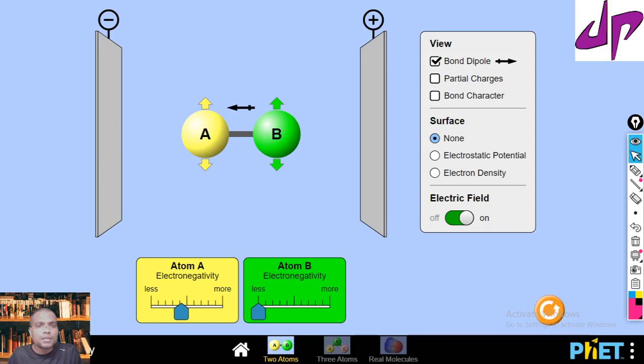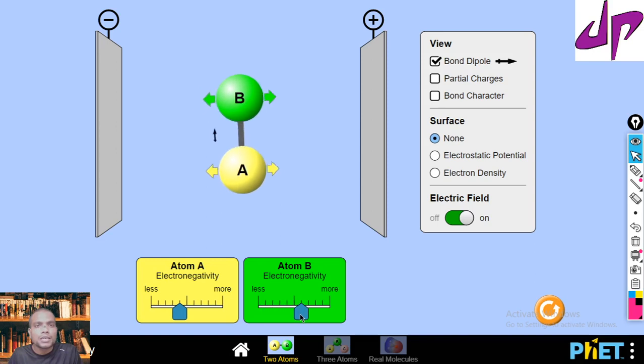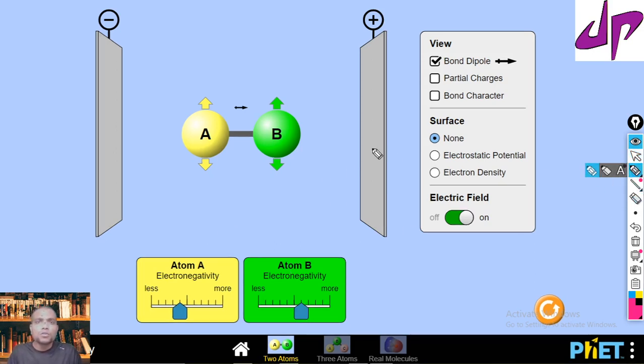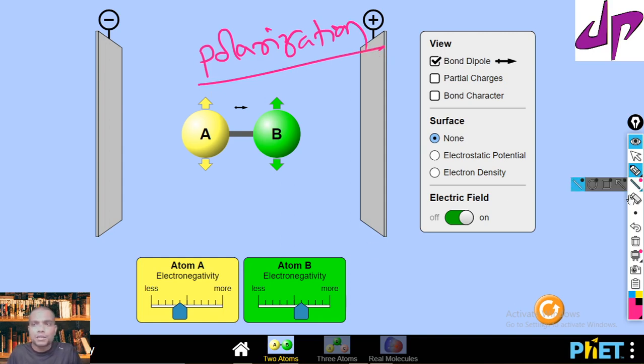Suppose atom A has a little less than that. Now here you can see the alignment, how nicely the molecule structure is rotating in the presence of the electric field. That rotation due to the presence of the electric field we call polarization. So this polarization happens in two-atom molecules.